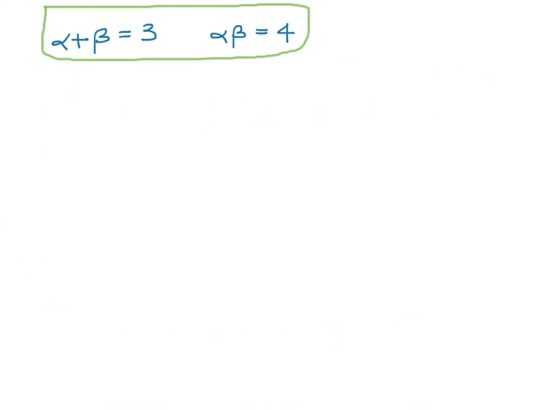So let's proceed. Again, what do we know? We know the sum and the product. And we're asked to find 1 over alpha plus 1 over beta. Well, what do we have here? We have the addition of 2 fractions. And remember, as I always tell my classes, fractions are our friends.